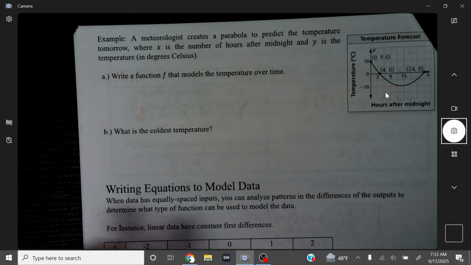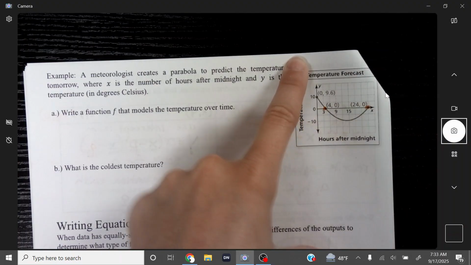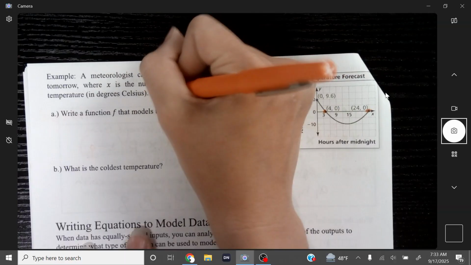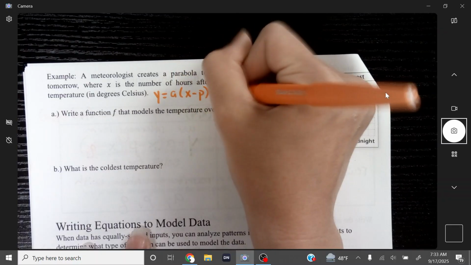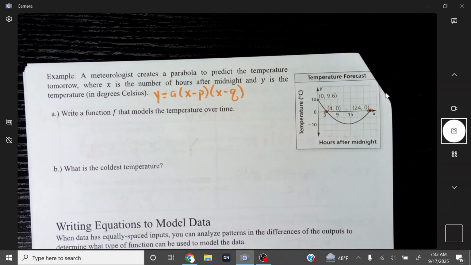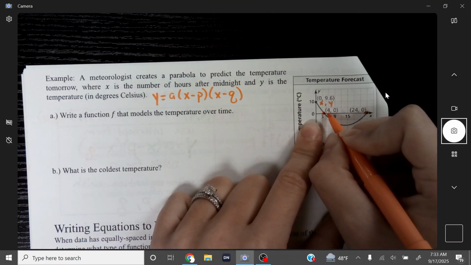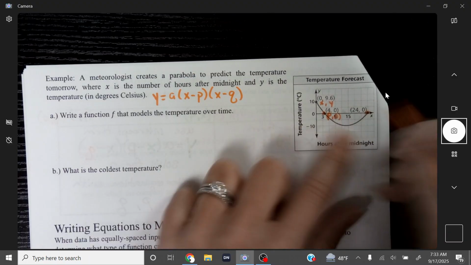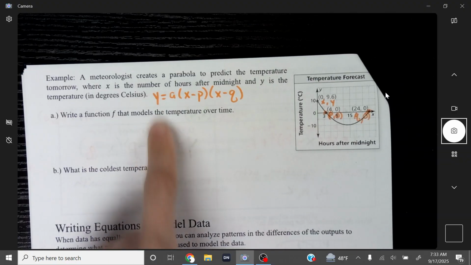So another example, we've got a meteorologist who creates a parabola to predict the temperature tomorrow, where x is the number of hours after midnight and y is the temperature in degrees Celsius. And you can see here they are already giving us our x-intercepts, so we're going to be using intercept form, which is y equals a times x minus p times x minus q. And so this is going to be our x and our y. And p is 4, and q is 24. So we're going to plug those in to the right spot here.